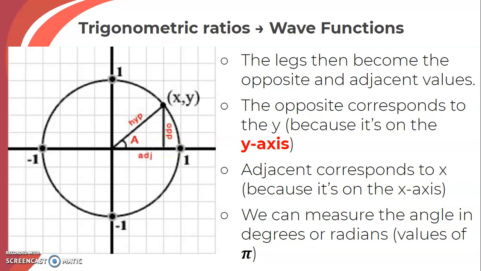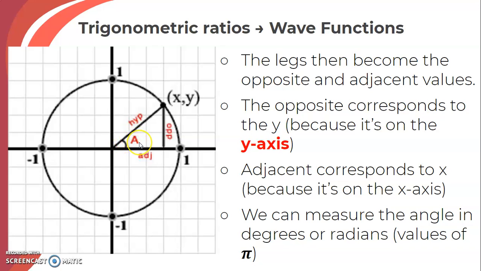And the opposite corresponds to the y. So this xy coordinate, this point on the circle, corresponds to the value of the adjacent and the opposite, because the adjacent value, this x, is the same length as this part right here, going from this x to the y-axis, from 0 to whatever this is. So x is equal to the adjacent leg, and opposite is equal to the y. So that's how we get the values of x comma y.